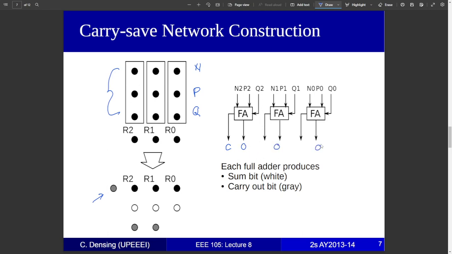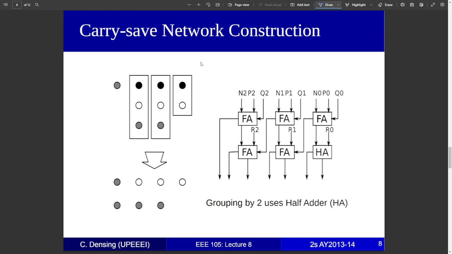So basically, you get three sum bits and three carry bits, which we put down here. We have three sum bits; these are white, and three carry bits, which go on to the next column. So the carry bits are now in the next column. But basically, this is the thing that you want to add. You want to simplify next with the carry save network.